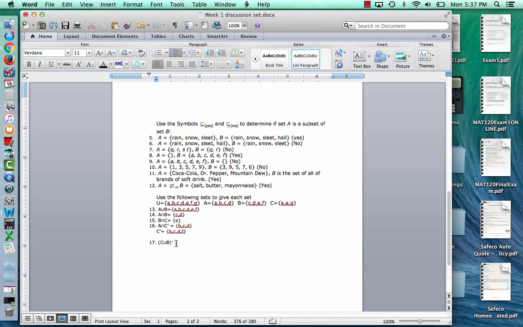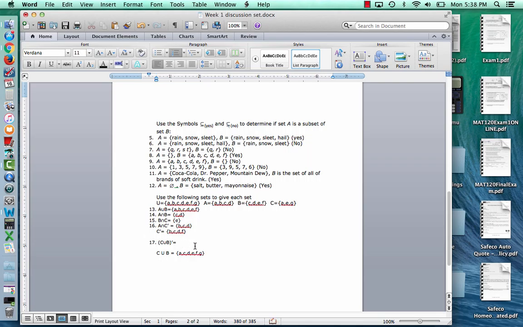All right, then the last one. We work with the innermost parentheses first, so we got to get what C union B is first. Once we get C union B, then we'll be able to figure out the complement of that. So C union B is everything in C and/or B. So let's see here. We have the set A, C, D, E, F, G. Okay, and that's C union B.